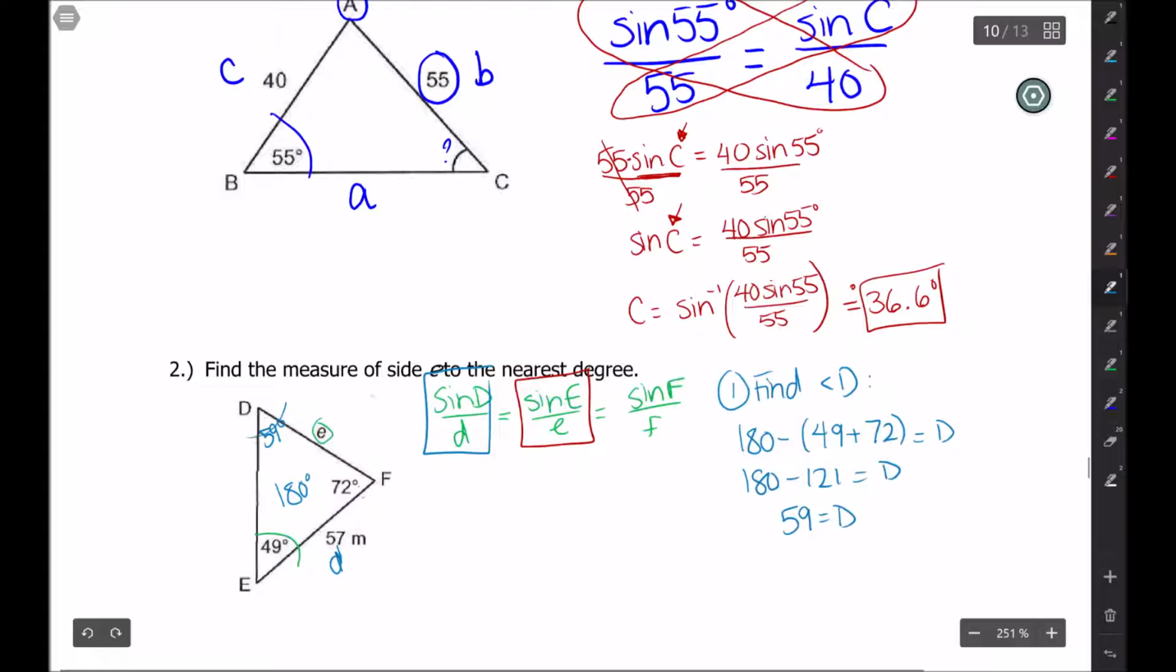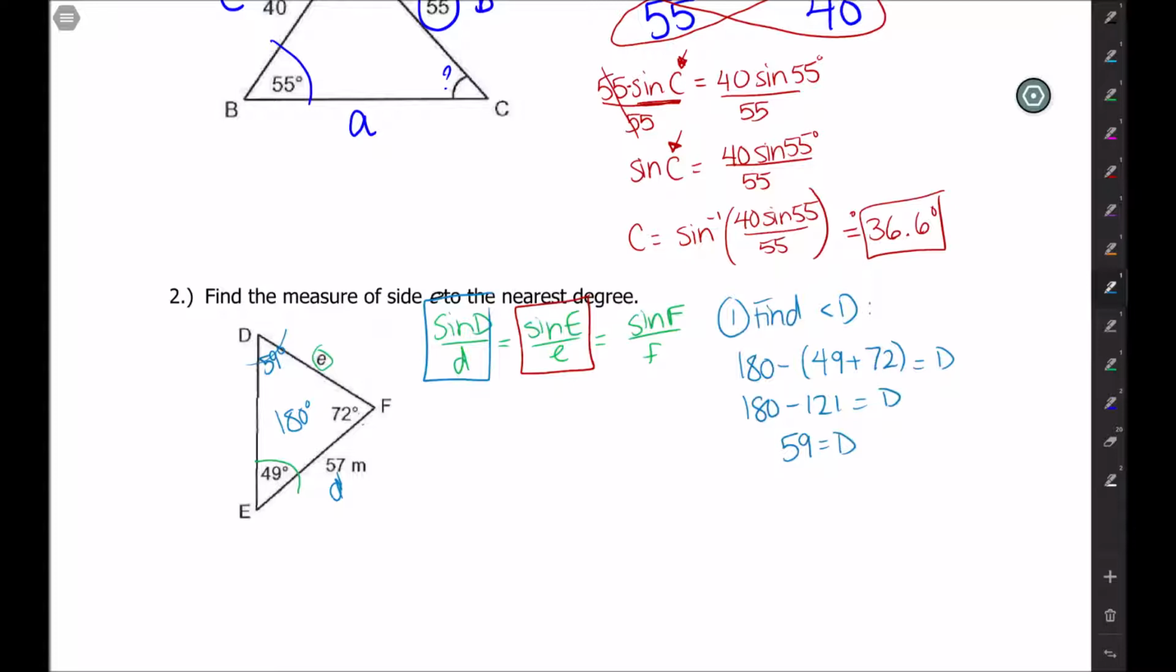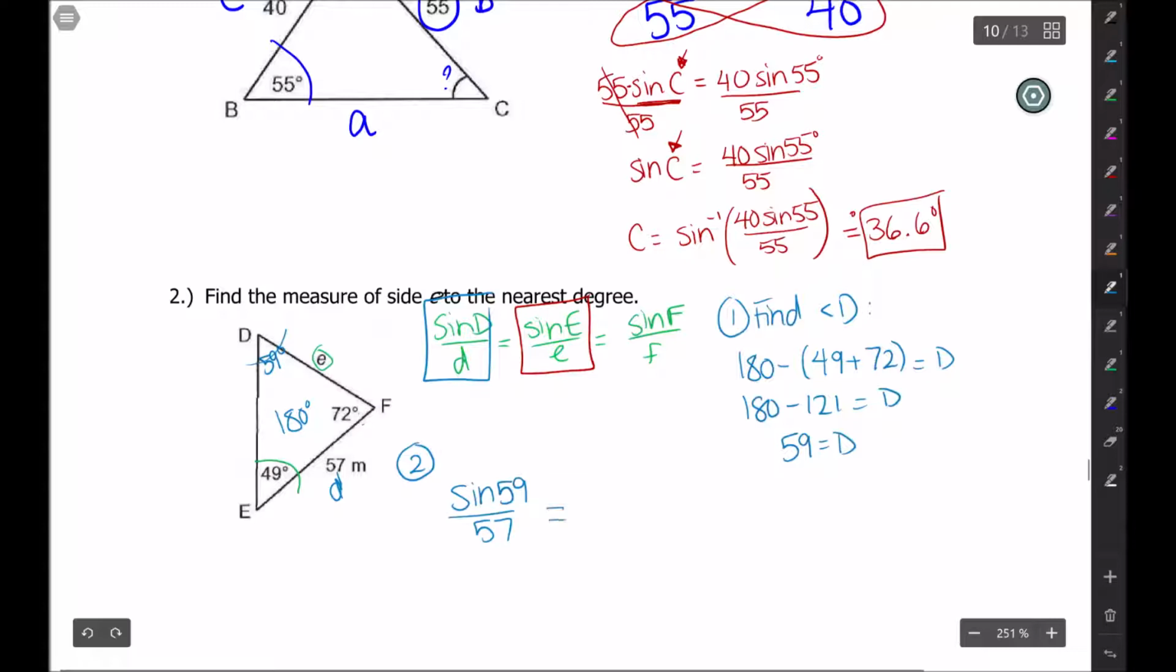So we have sine D and side D in order to be able to figure this out. So let's go ahead and fill in our information here. We know that D is 59. So sine of 59, so here's step 2, over side D is 57, is equal to, by the way, in number 2, where it says find the measure of side E to the nearest degree, it's a side, so it's not a degree, so it should be to the nearest meter. And then here we're going to do sine of 49 over side E.